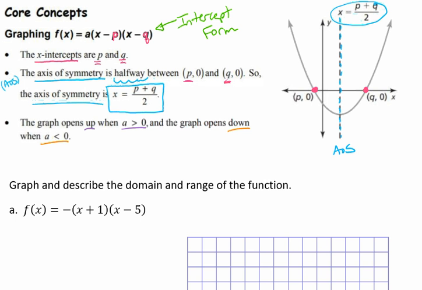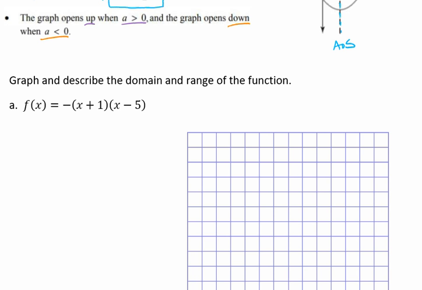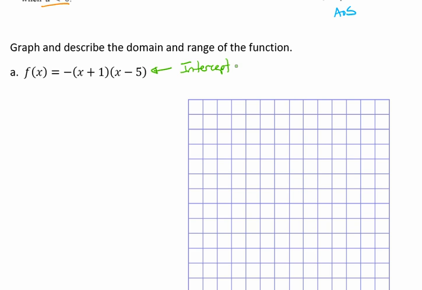Now we're going to graph and describe the domain and the range of this given function. So again, remember to identify your form. This is intercept form, which is what we were just talking about, which means that we have an A value that we need to find, a P value that we need to find, and a Q value that we need to find. Our A value is in the front. So here we only see a negative sign, which tells us there is an imaginary 1 there. So our A value is a -1.